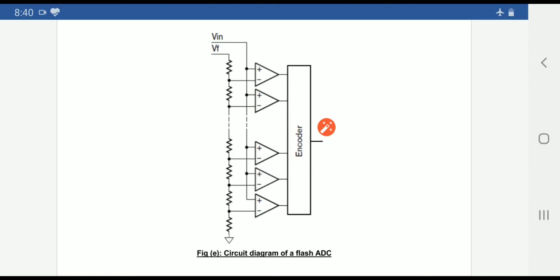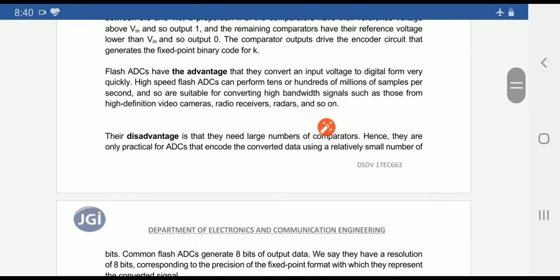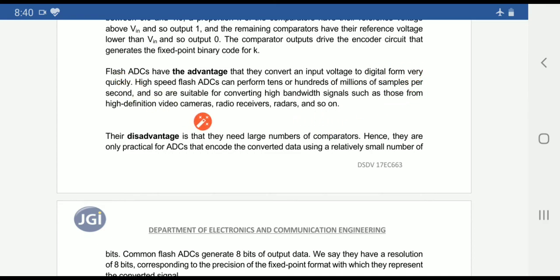So this is a flash ADC, hence it is a very fast converter from analog to digital. That is the advantage of such a circuit: it converts very quickly. The disadvantage is that it requires a large number of comparators, hence it cannot be used in a large circuit. For a circuit with 8-bit conversion, we can use the flash ADC. Because of the large number of comparators used, it has limited applications.